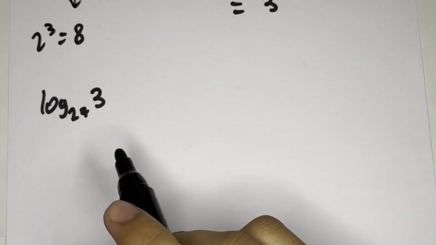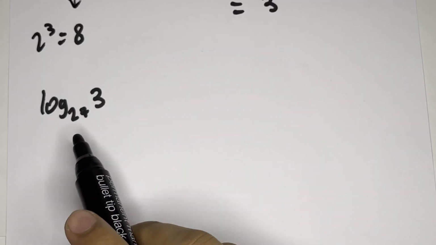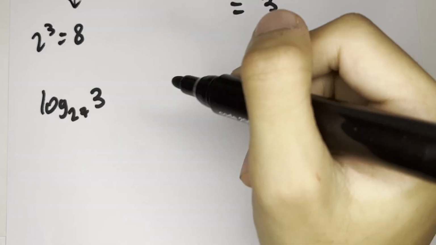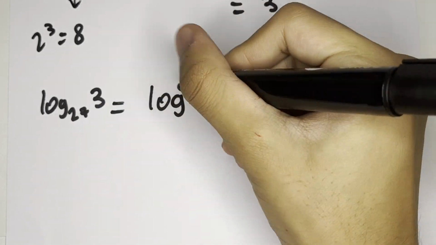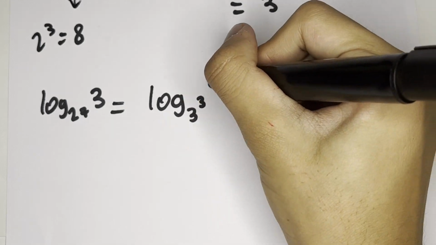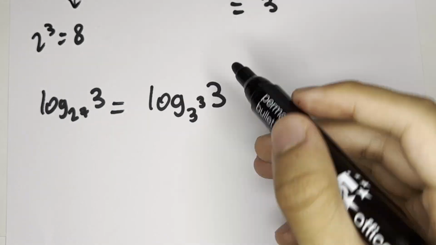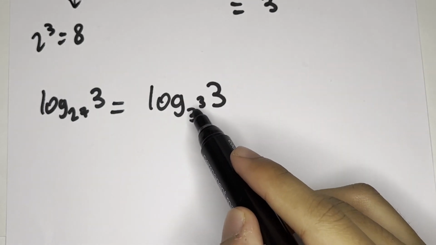Now let's take a look at another one. Here we have log base 27 of 3. Now 27 can be written as 3 cubed. So you can write this as log base 3 cubed of 3. Now keep in mind this cubed is part of the base.